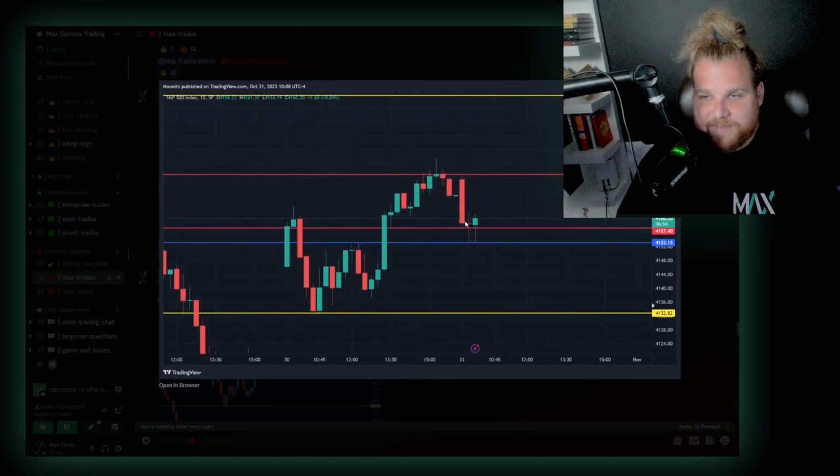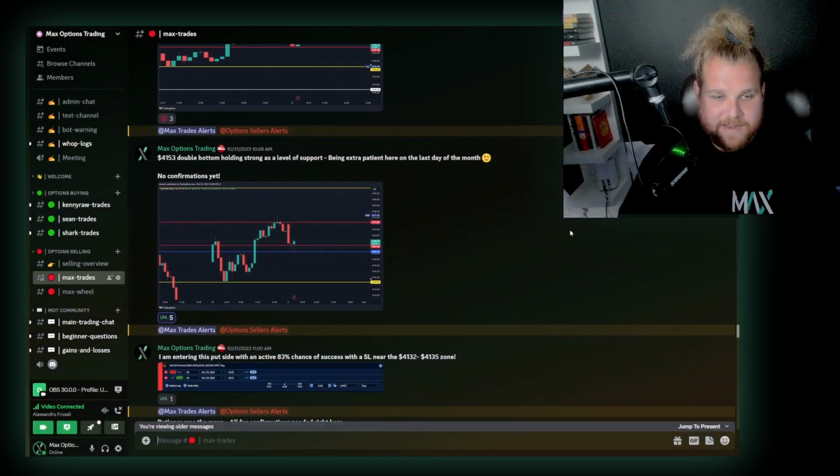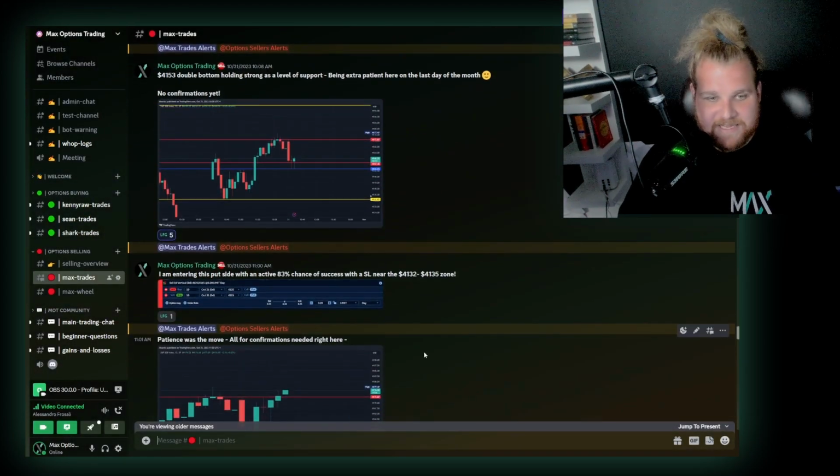The battlefield is set. It's Halloween, and I'm sitting here thinking, I got to make a move today. So I'm watching this big orb that we got, a 20-point orb. It's pretty big. We see a rejection. We see some bottom there. Wanted to be extra patient on the last day of the month, and then boom.